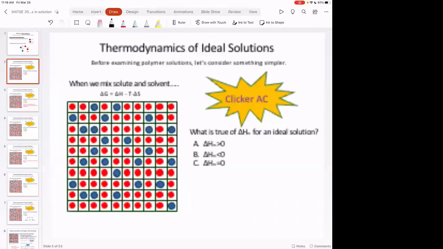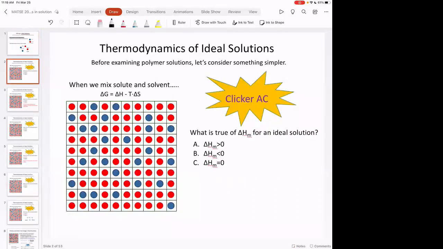So here's the clicker question. Oh, let me start the clicker. I think we're still on CD, so let's go with that. So if we mix a solute and solvent, if we try and think about a process, it's good to start with the Gibbs free energy, right? You all know this equation, you've all memorized it.